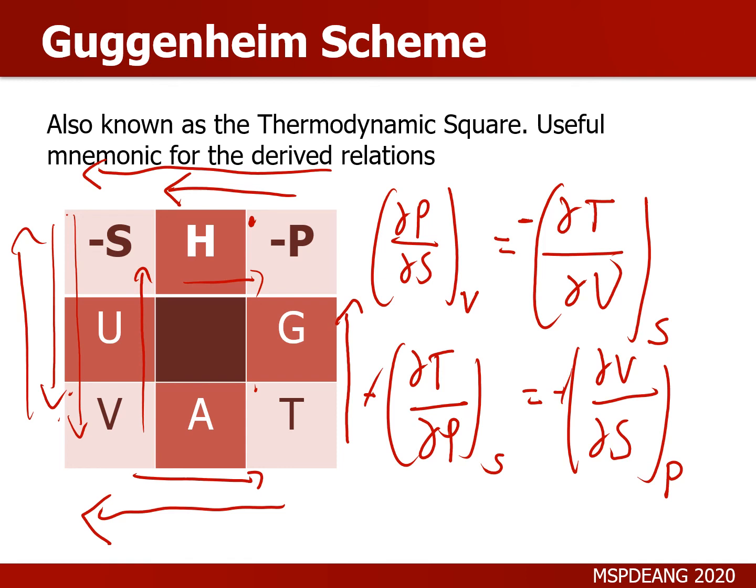To remember easily, so 1, 2, 3. Then you go back, 1, 2. So that's the typical pattern: go around the square one time, then go back two more times in any direction. You can use this mnemonic to memorize Maxwell's relations.